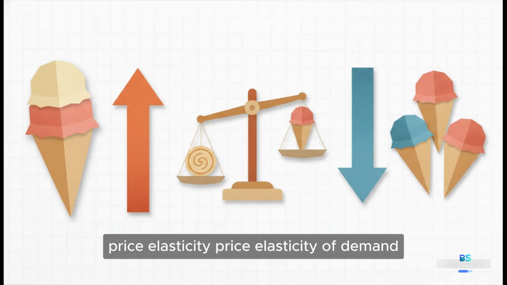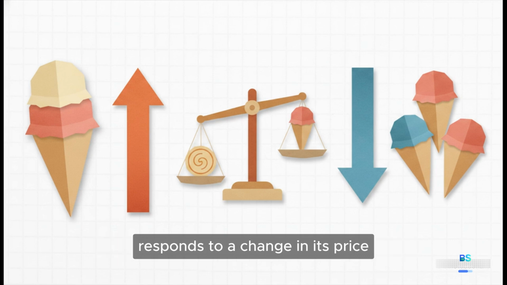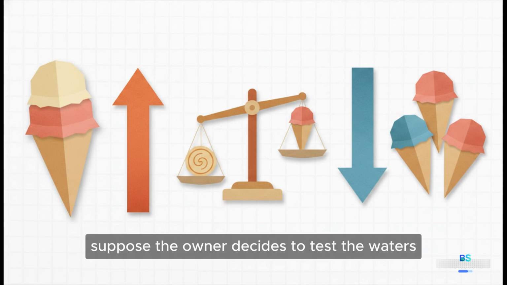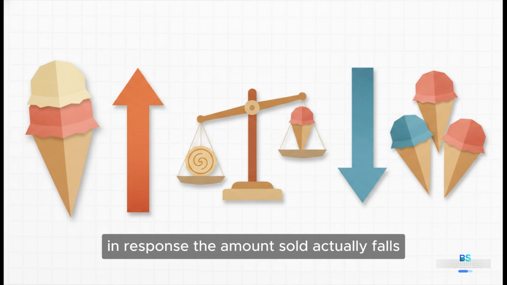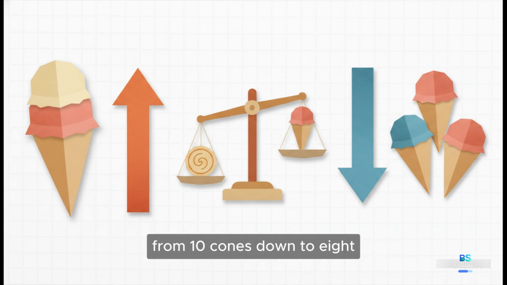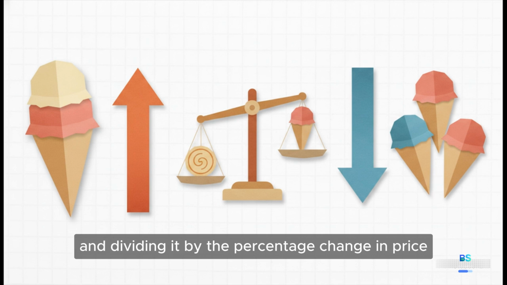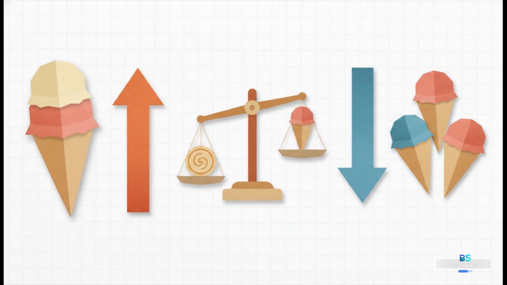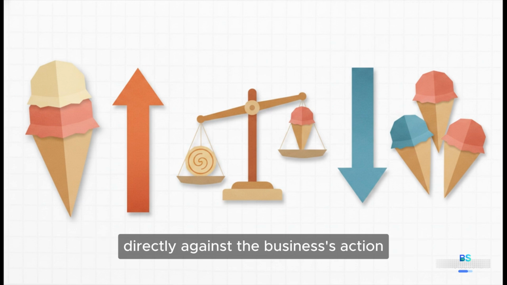Price elasticity of demand simply measures how much the quantity demanded of a good responds to a change in its price. Let's apply this to our local Omani cafe. Suppose the owner decides to test the waters and bumps up the price of their signature ice cream cone from $2 to $2.20. In response, the amount sold actually falls from 10 cones down to 8. The price elasticity of demand is computed by taking the percentage change in the quantity demanded and dividing it by the percentage change in price. We're mathematically measuring the ratio of the consumer's reaction directly against the business's action.